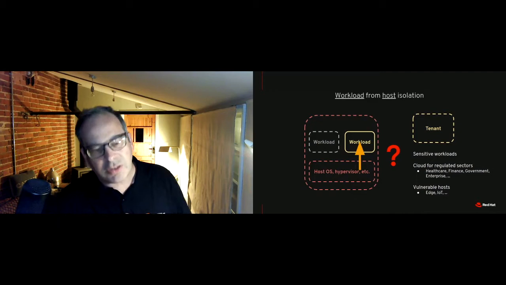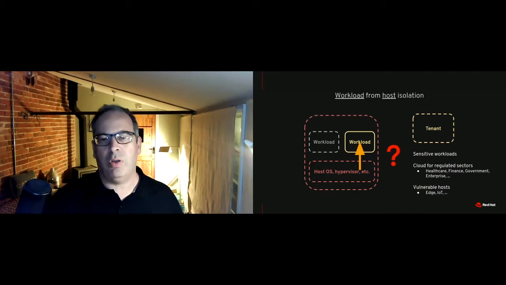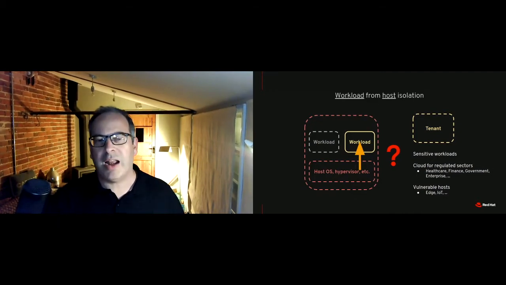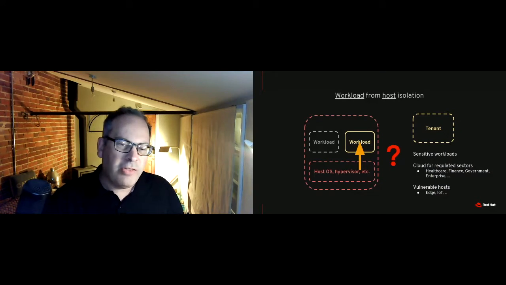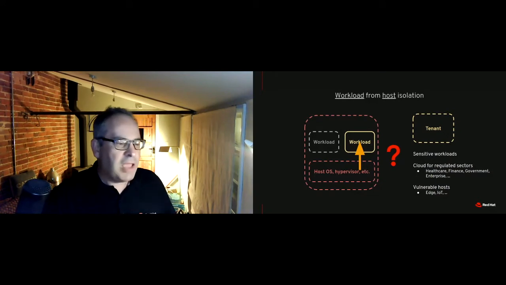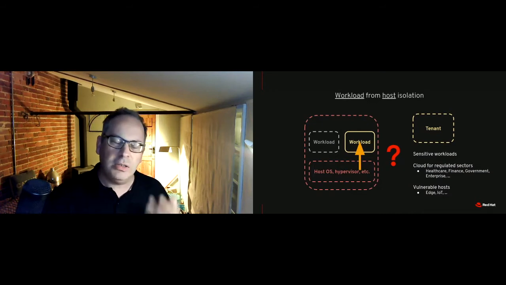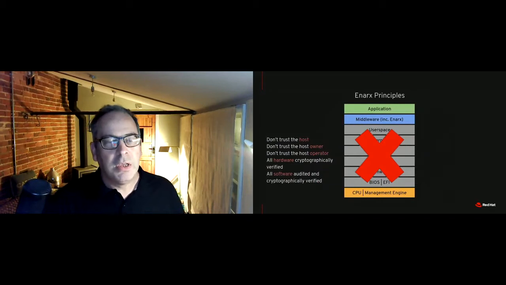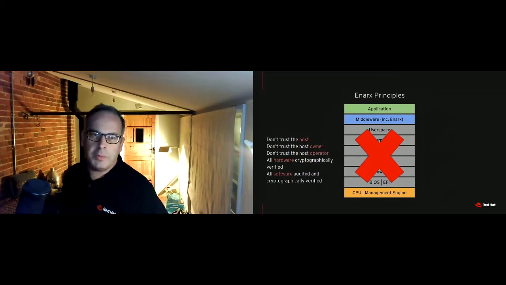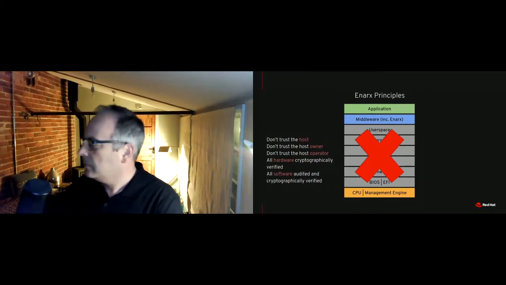And there are lots of sectors who can't deploy many of their workloads onto the cloud because their regulators are unhappy about it: healthcare, finance, government, whatever. But also, you know, what about vulnerable hosts? If you're at the edge, maybe you've got machines which are vulnerable to physical tampering or dodgy networks. So you really want to be able to start making use of this. And this is what the Enarx project aims to let you do. So, Nathaniel, why don't you talk a bit about this slide?